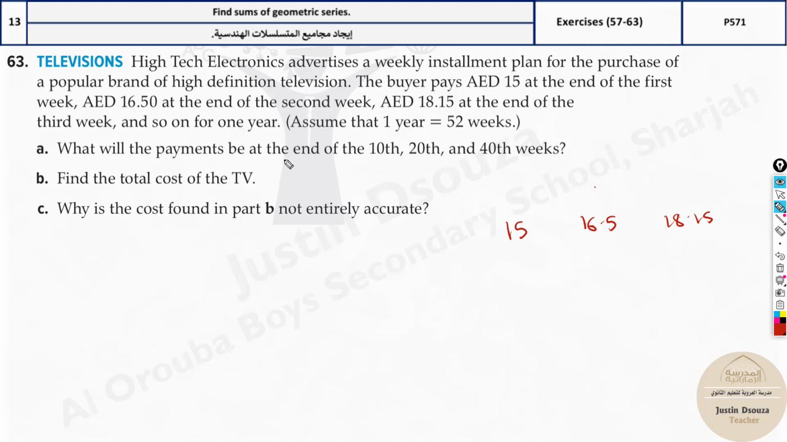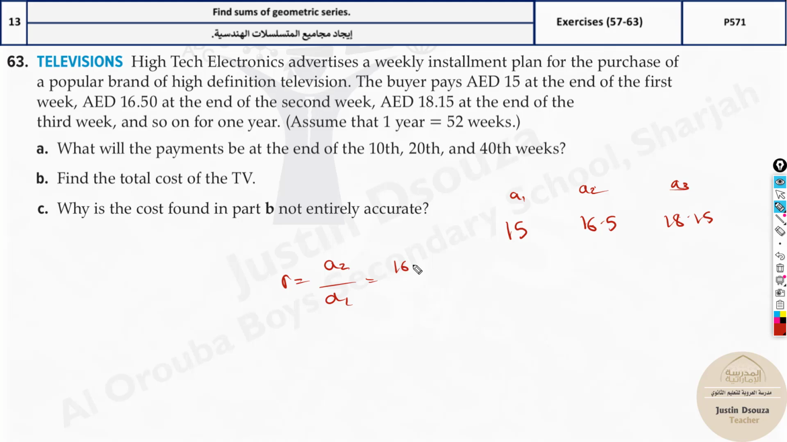What will the payments be at the end of the 10th, 20th, and 40th week? So how much payment must be done? So you can see, first we need to see there's an increase, right? What is the R value? How do we find R if we know the terms A1, A2, A3? It is the second term divided by the first term.